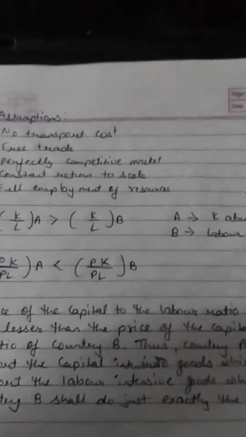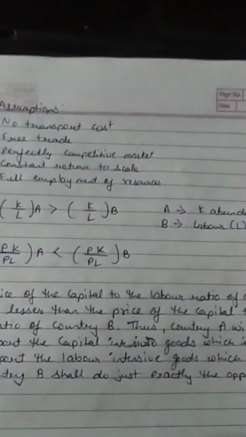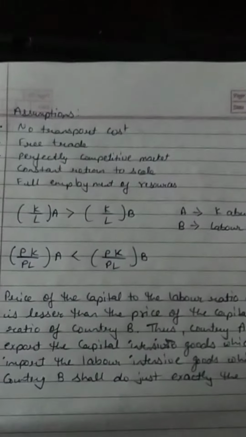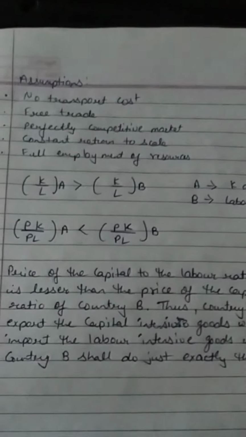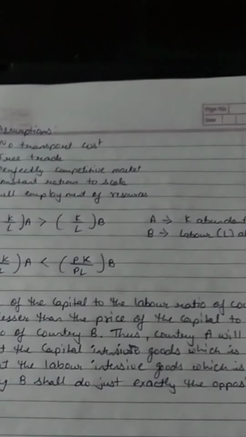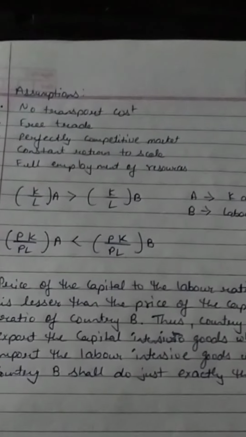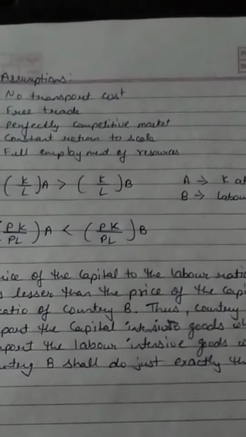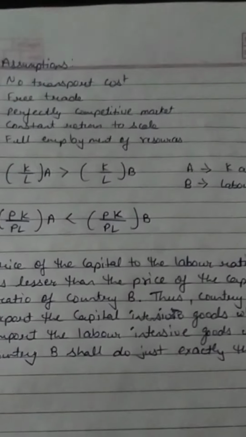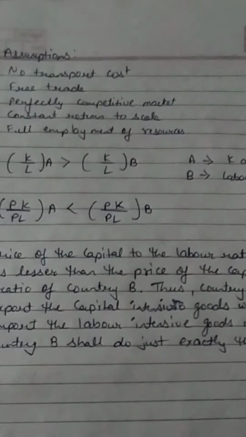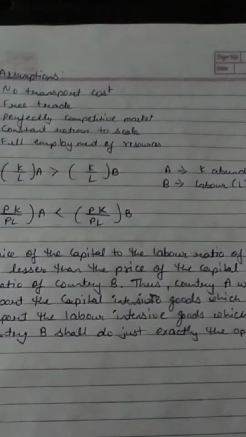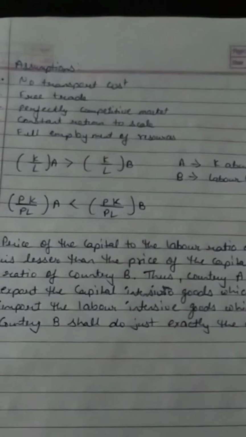So now we are going to take the assumptions, or we can say an example. Here we are assuming that no transport cost is involved, free trade is going on, no restrictions and barriers are there, a perfectly competitive market, like both countries have equal competition, constant returns to scale, and full employment of resources, like there is no lack of resources.